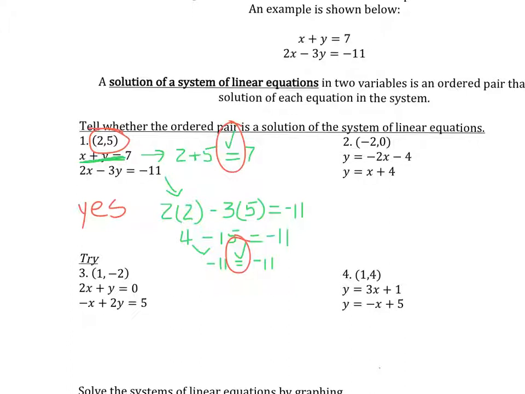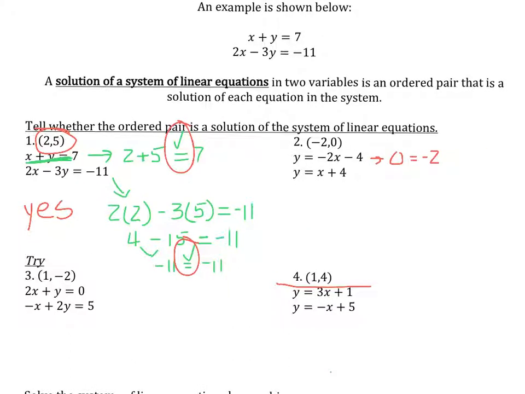All right, let's try number 2. My ordered pair I'm working with now is (negative 2, 0). Let's plug stuff in. My y value for my ordered pair is 0 equals negative 2 times the x value, which is negative 2, and then minus 4. Bring down your 0 equals negative 2 times negative 2 is positive 4, minus 4. And 4 minus 4 is 0. So that one checks out. There's one check mark.